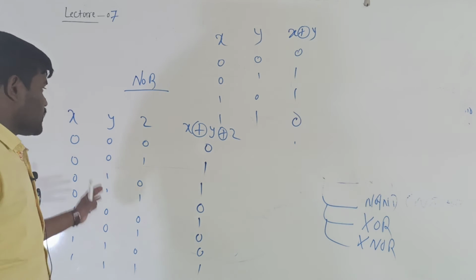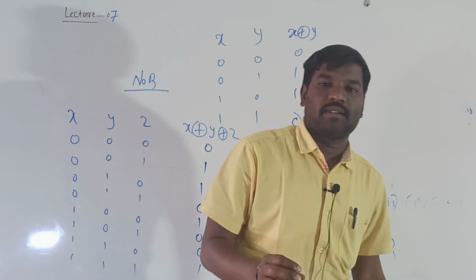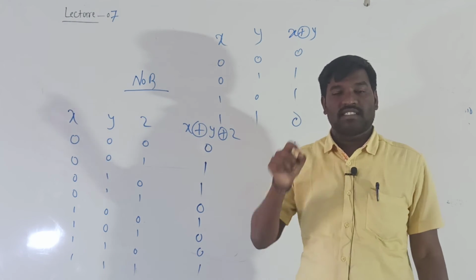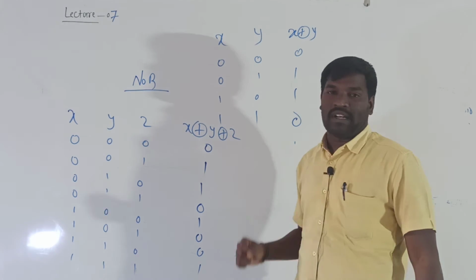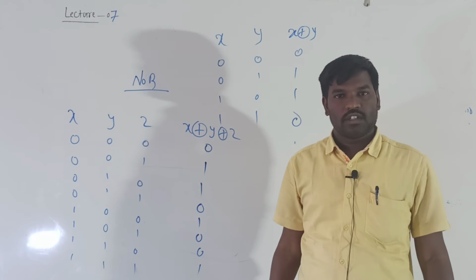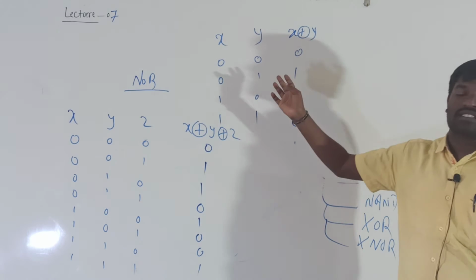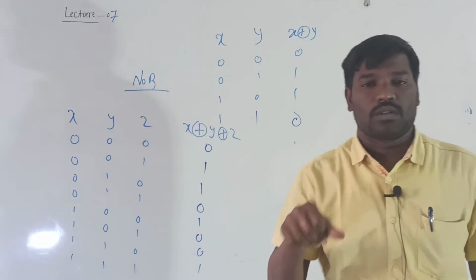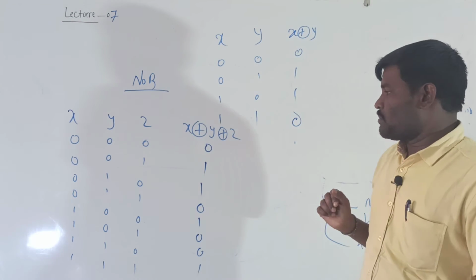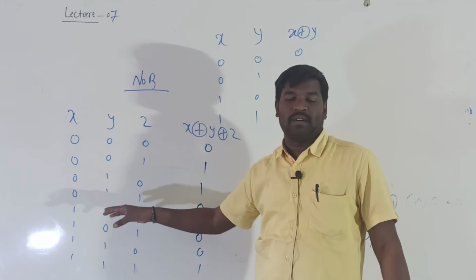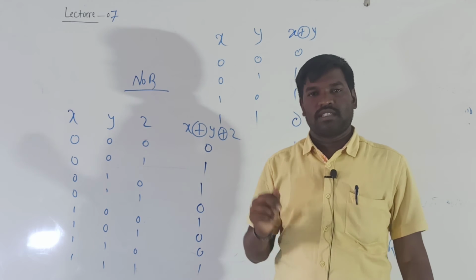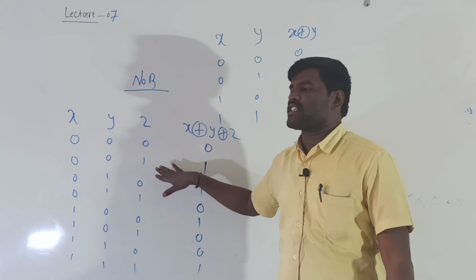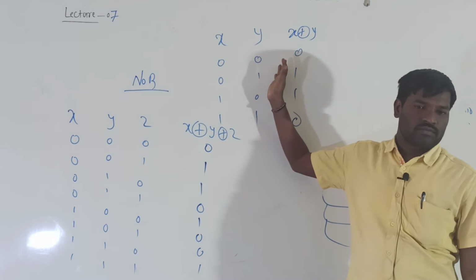Okay, if you are writing the truth table for three variables, if the number of ones is odd, then the result must be 1, otherwise it becomes 0. If you are using two variables, it is very simple. If both the inputs are same, then the result is 0, otherwise it becomes 1. But if you are using three variables, if the number of 1s is odd, the result is 1, otherwise 0. This rule is applied to this also.